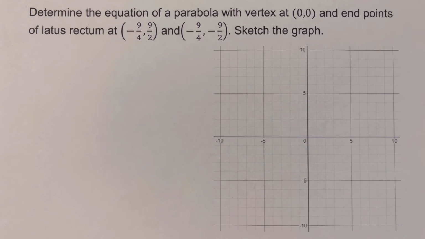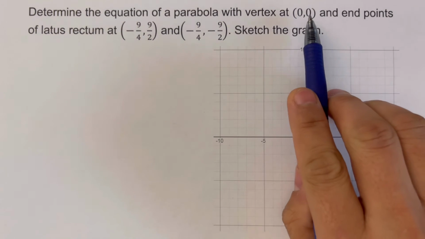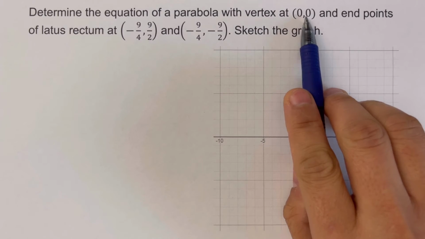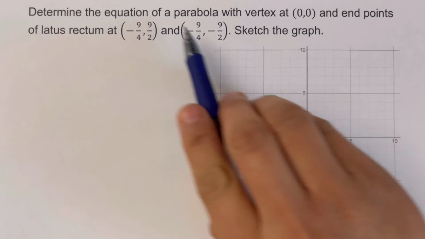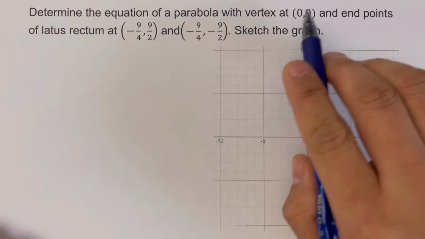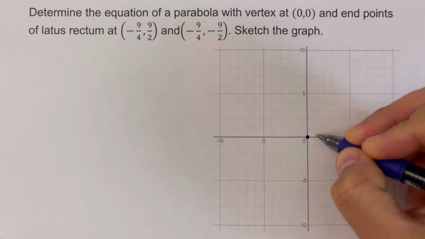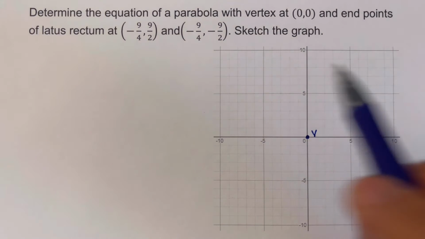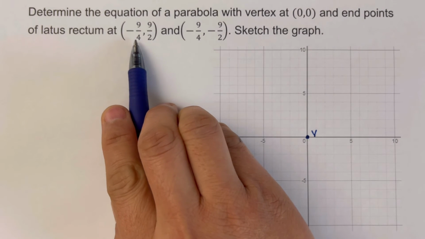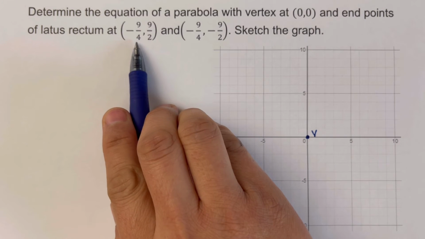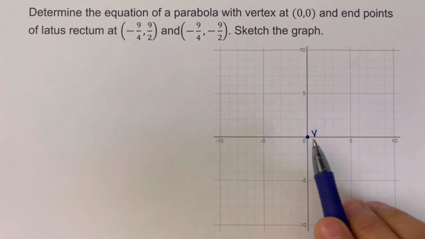Okay, so we go over the problem here. Again, we're given the vertex at the point of origin 0, 0, and these are the ends of the latus rectum. So we're going to sketch these points here. So the 0, 0 is our vertex. I'm going to label this as V. And then the ends of the latus rectum is -9/4. -9/4 is 2.25. So that's going to be -2.25.